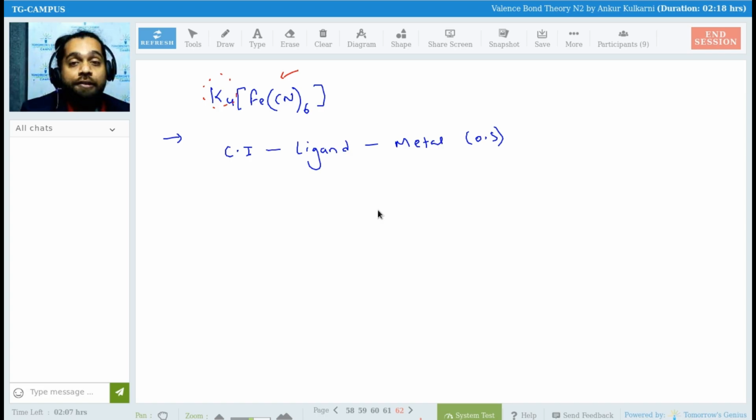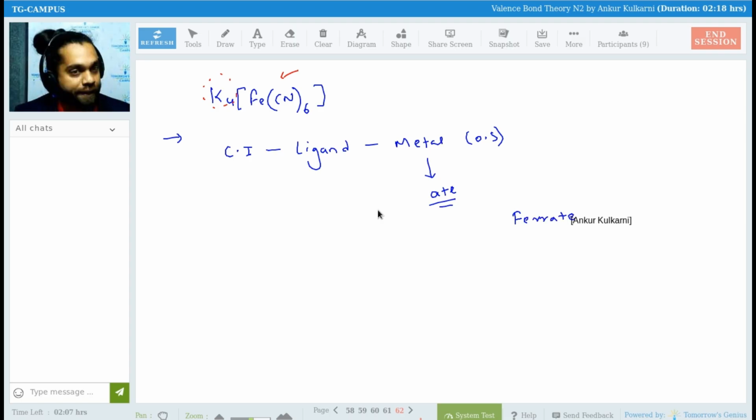We end our metal with ate. So for example, I have over here Fe, which is iron. We do not write ironate, we write ferrate. We write down the metal as ferrate.